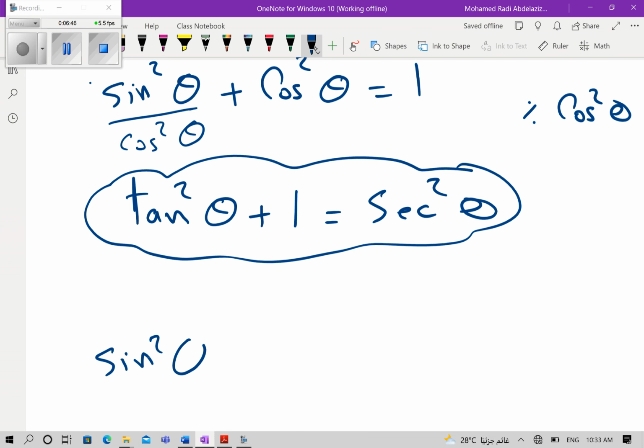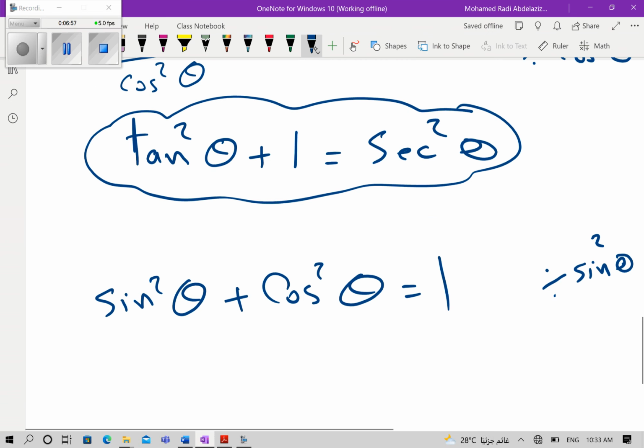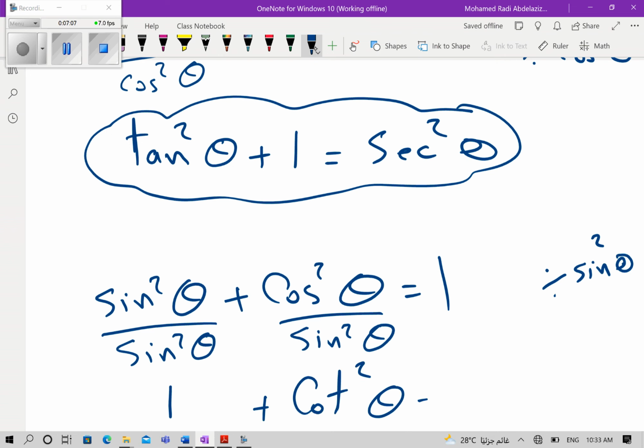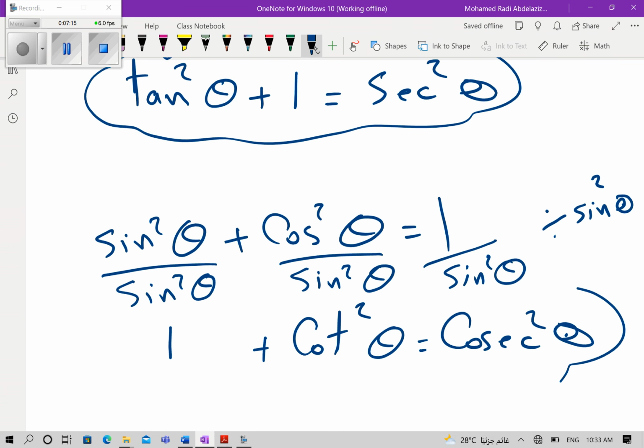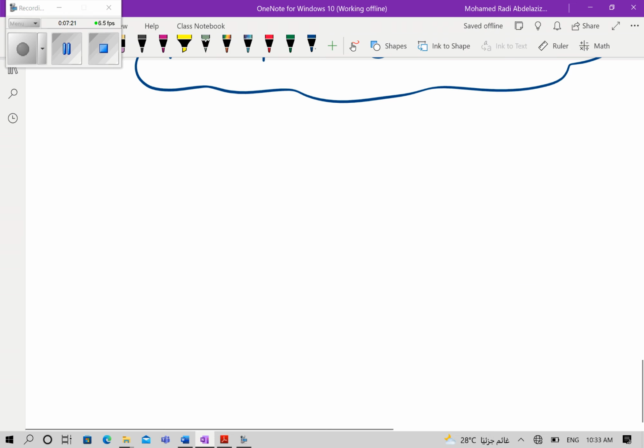Sine squared theta plus cosine squared theta equals what? If you divide this identity by sine squared theta, it will be cotan squared theta, and 1 divided by sine squared theta will be cosec squared theta. This is called an identity. If I ask now, how many identities till now did we study?